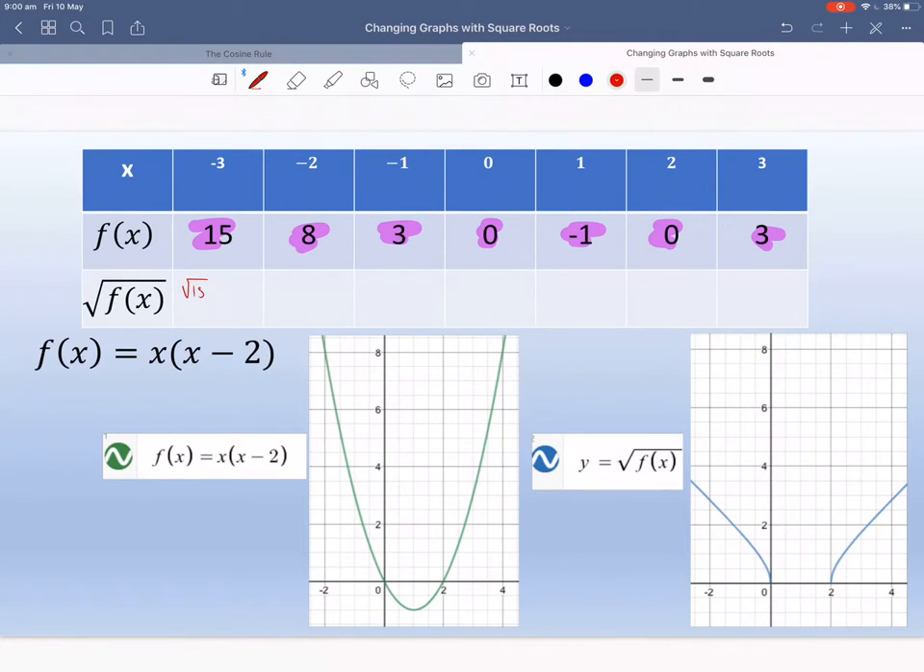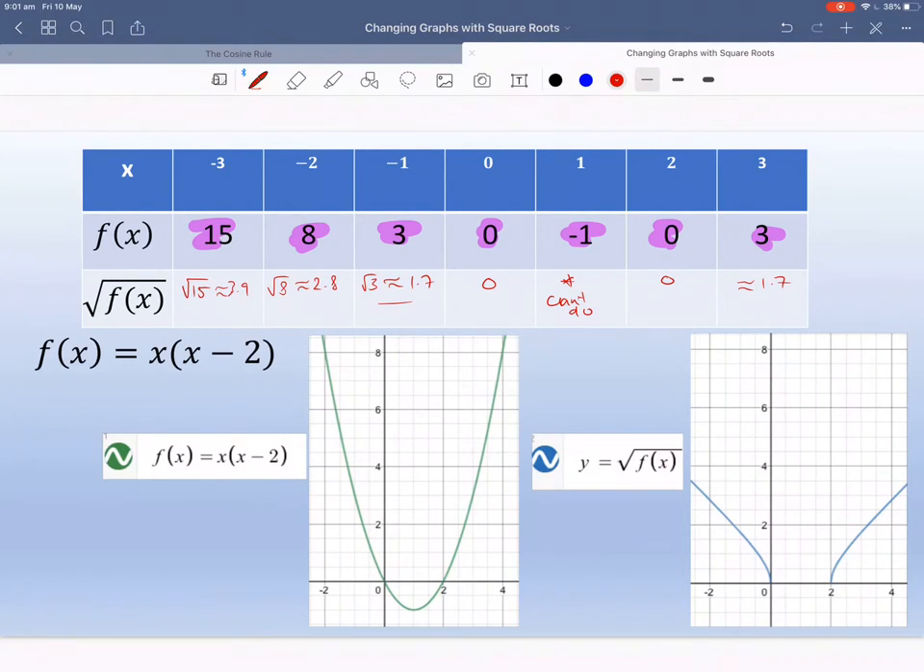So this will be the square root of 15. And if I put it in my calculator, I'm going to get roughly 3.9. And if I do the square root of 8, you get roughly 2.8. Square root of 3, you get roughly 1.7. Square root of 0 is just 0. Square root of negative 1, how do we do that? Well, you can't do it. Square root of 0 is 0. Square root of 3 is the same as this one, so it's roughly 1.7, okay?